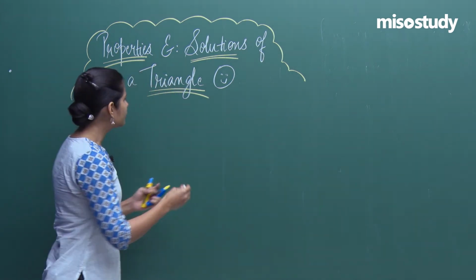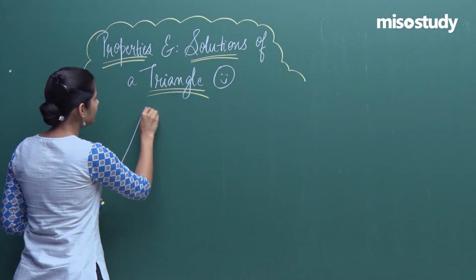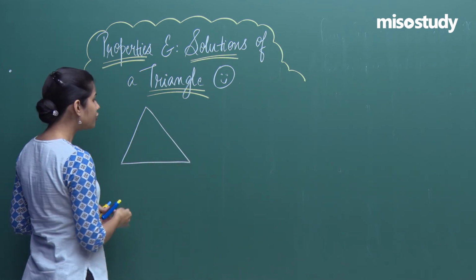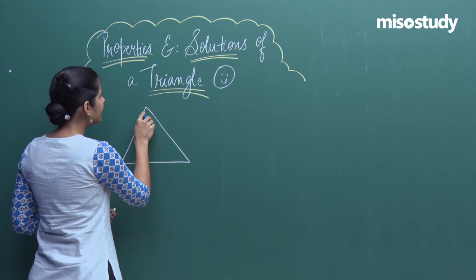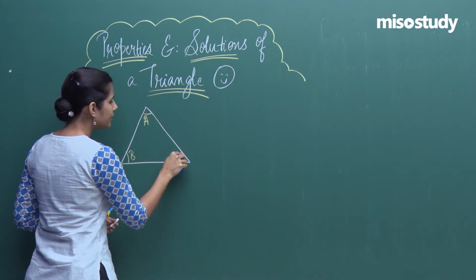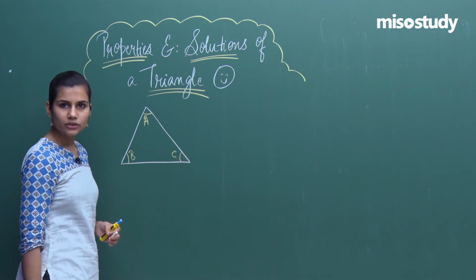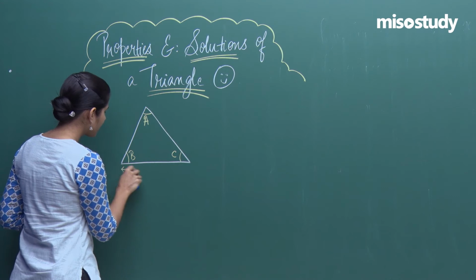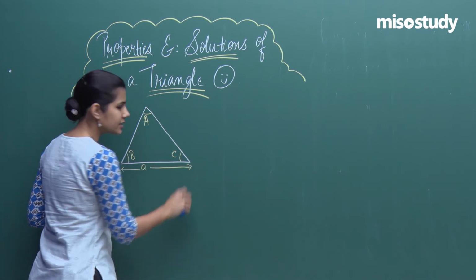Well, if I just draw a random triangle, you all know that any triangle is made up of three angles. Say angle A, angle B and angle C, right? Also, it is made up of three sides. Say this is the first side.